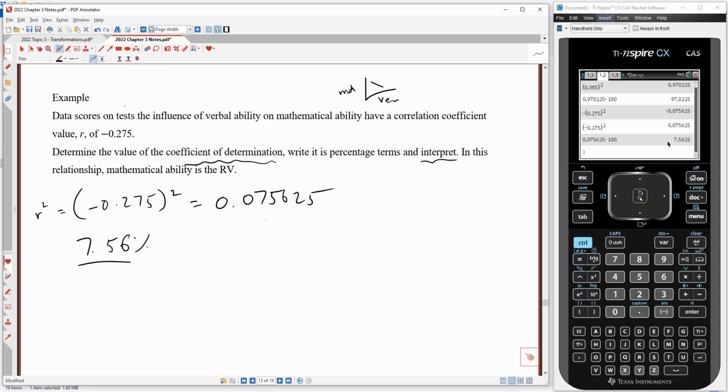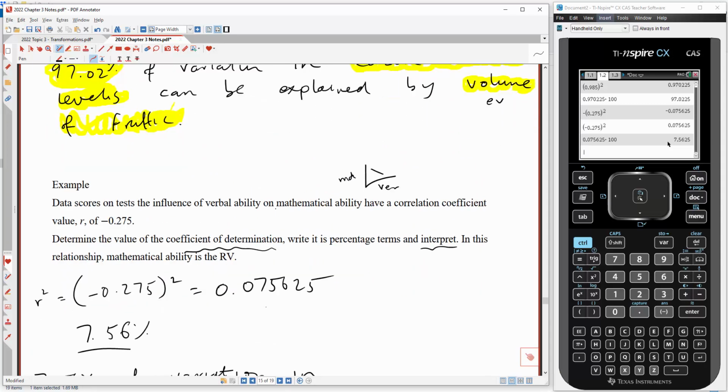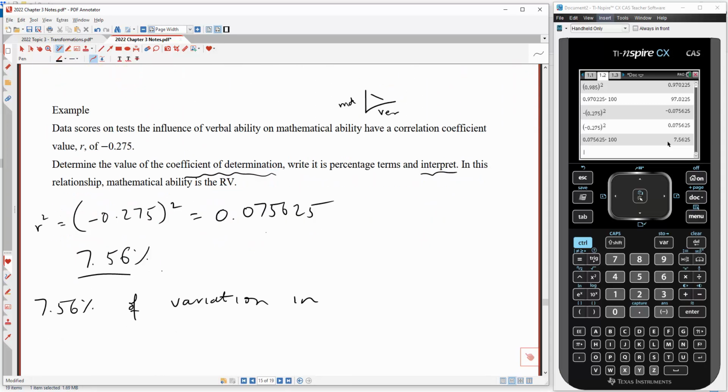So we're going to use the same script as before, and we're going to say that 7.56% of variation in... Now, remember what we do is we put our, what is it? The EV or the RV. So you go up and have a look at your notes. It's the RV that gets mentioned here. So the RV is mathematical ability.